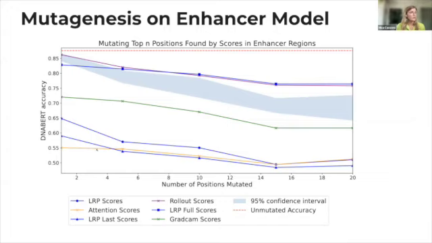So what you can see here is that two of the LRP scores, along with the attention score, actually are able to drop the model accuracy significantly more than random. And you can actually see that one of these LRP scores actually drops the accuracy more than attention scores alone for this enhancer model.